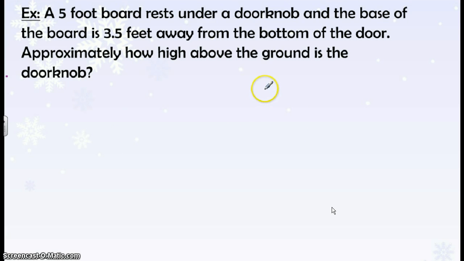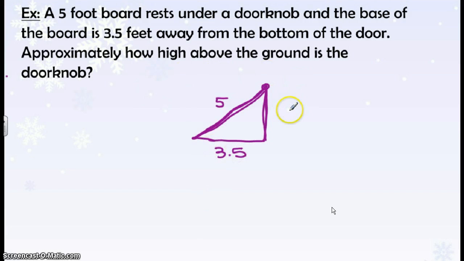We know it's a right triangle, so we're gonna go ahead and draw a right triangle here. Because a door and the floor make a 90-degree angle. It's crazy how that works. I know. So it says the board rests under a doorknob, so we'll put the doorknob there, and it's a 5-foot board. So that distance there is 5 feet. Then we know that from the base of the board to the bottom of the door, it's 3.5 feet. So we put 3.5 there.